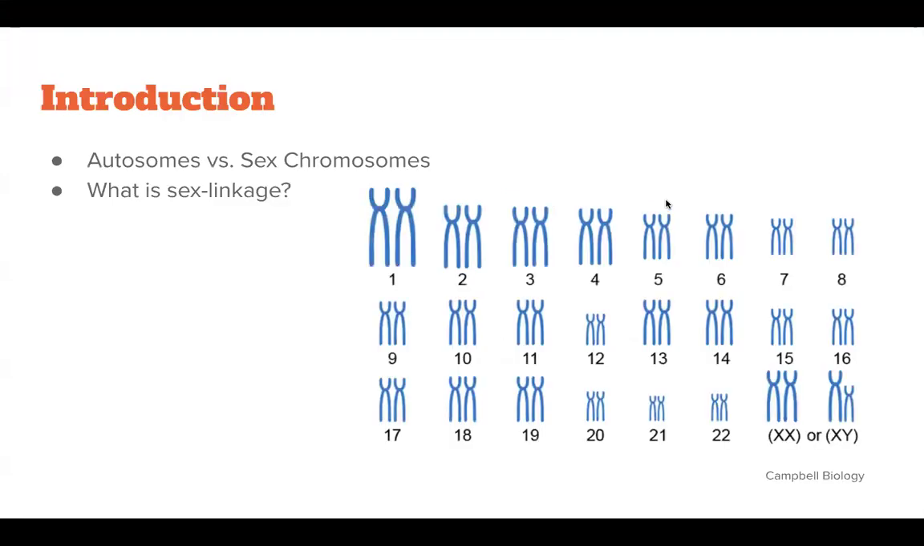First, we'd like to offer an introduction. An autosome is any chromosome that is not involved in determining biological sex. In humans and other mammals, biological sex is determined by sex chromosomes. Males have one X chromosome and one Y chromosome, while females have two X chromosomes.